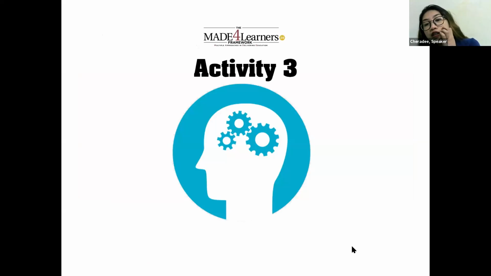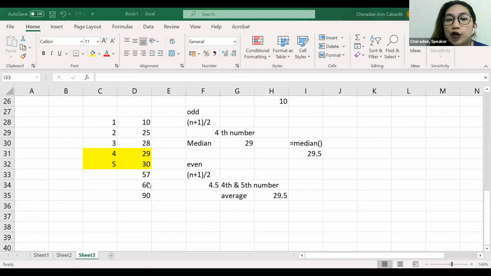Question, can mode be 2 or 3 or 4? Or is mode only once? Mode can be more than once. Yes, depending on the number. Yes, ma'am, correct. For example, if we do it in Excel, guys, I'll share in Excel. For example, here, what if there are no repeating values? Do you have a mode? Yes or no?